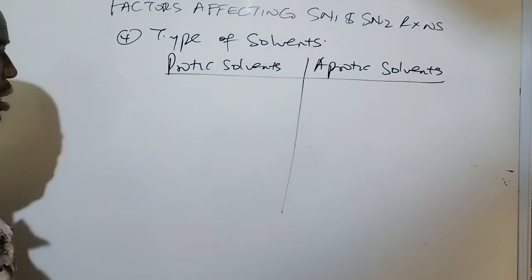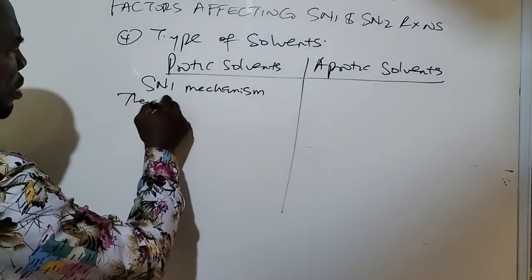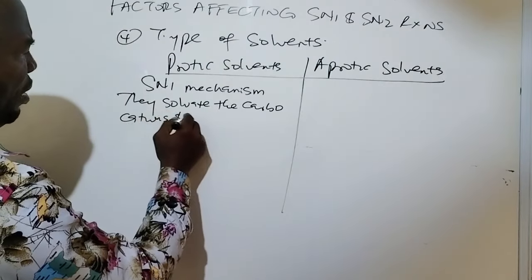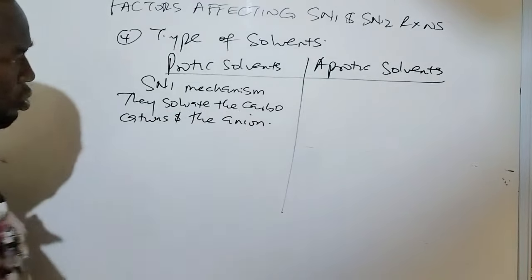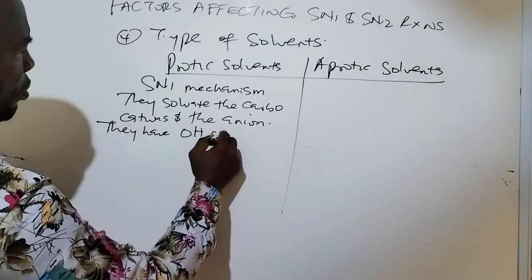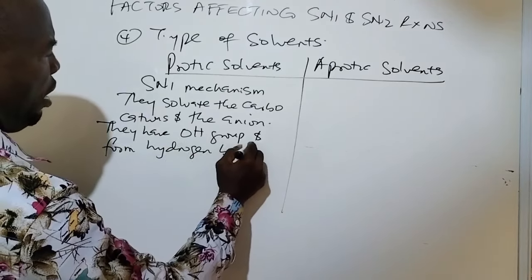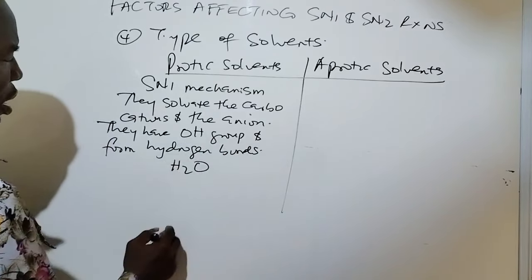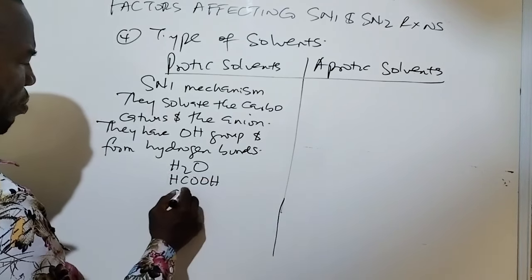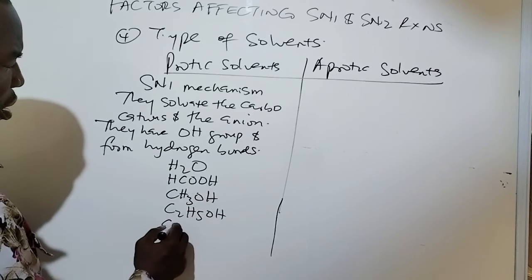The protic solvents are required mainly for SN1 mechanism because they solvate the carbocation produced in SN1 mechanism and the leaving anion. So they help to stabilize the carbocation. We call them protic solvents because they possess the hydroxyl group and form hydrogen bonds. As we listed before, they include water and low molecular weight organic acids and alkanols: methanoic acid, methanol, and then ethanol, and then ethanoic acid.